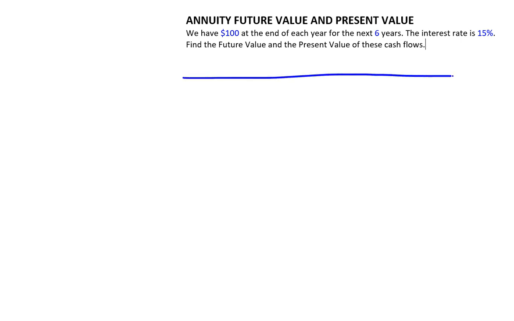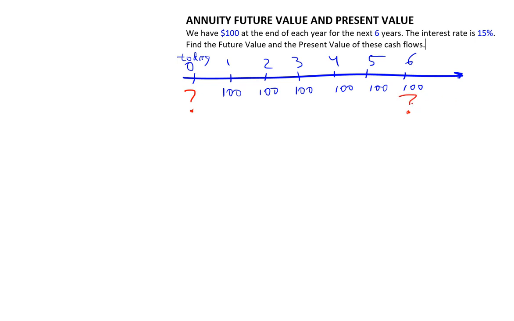Let's draw a timeline first. 0, which is today, and then we have years 1, 2, 3, 4, 5, and 6. $100 at the end of each year. So the first 100 is at the end of year 1, then at the end of year 2, then 3, 4, 5, and 6. We have a total of six $100 cash flows, and we need to find their combined present value and their combined future value.